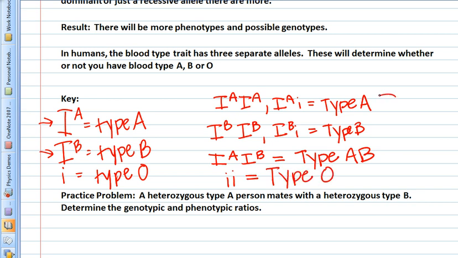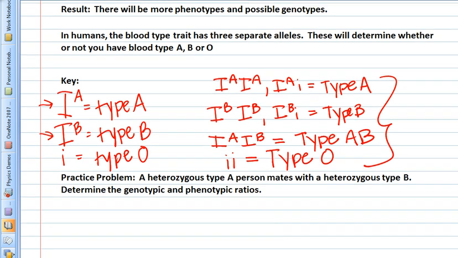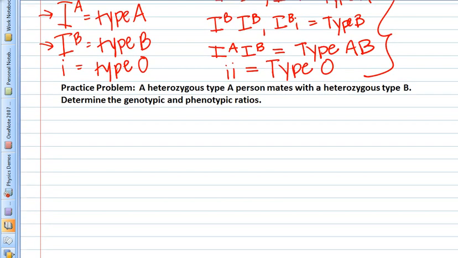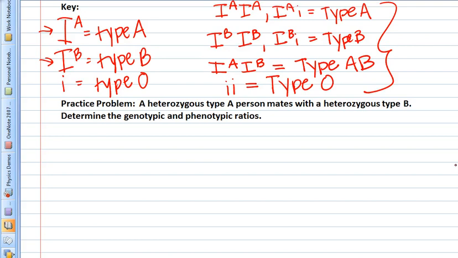Once you can understand this key, you will be more than fine working through your Punnett squares, because the Punnett squares work exactly in the same way as all of the other ones that we've worked with. So in this practice problem, we have a heterozygous type A person. That means they have to have type A blood, so they have to be in this category, but they have to have 2 different alleles. So they would have that genotype. That's going to be crossed with someone with type B blood who's also heterozygous. The second person has to come from this grouping and have 2 separate alleles.